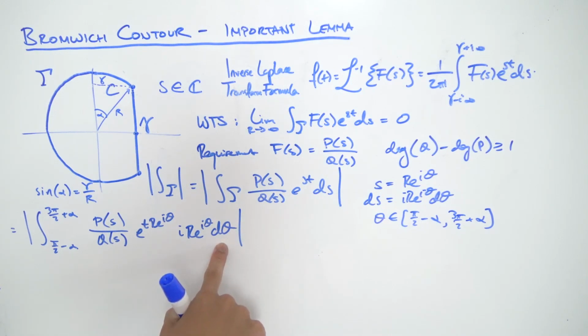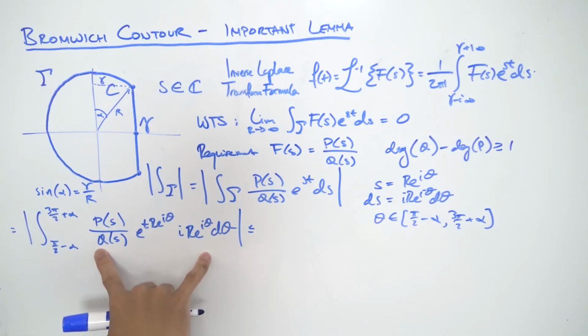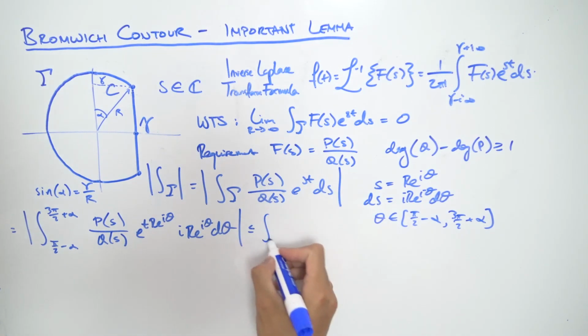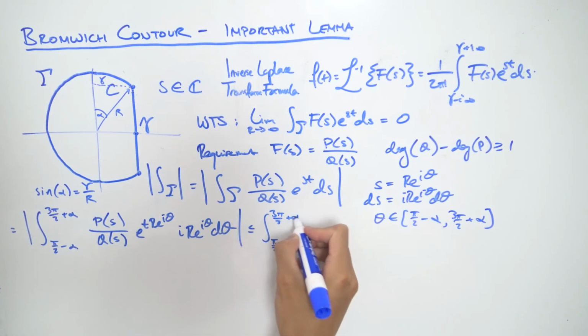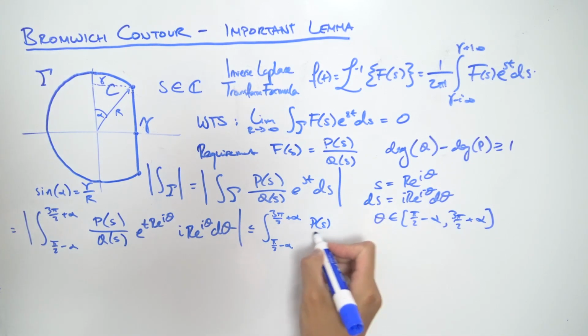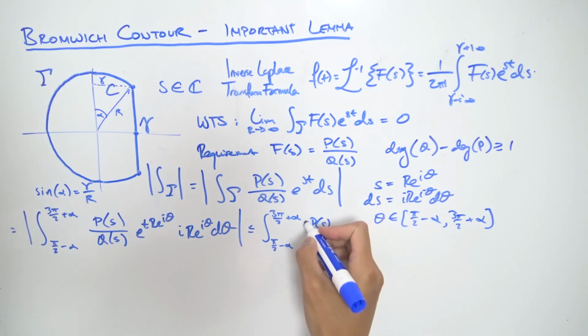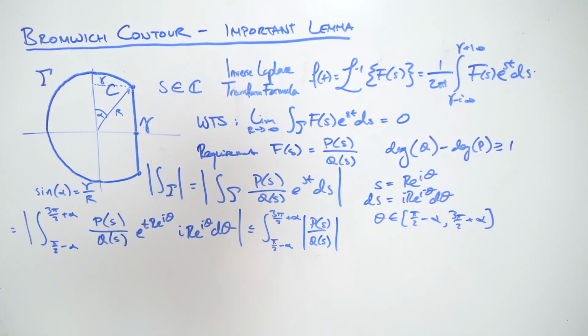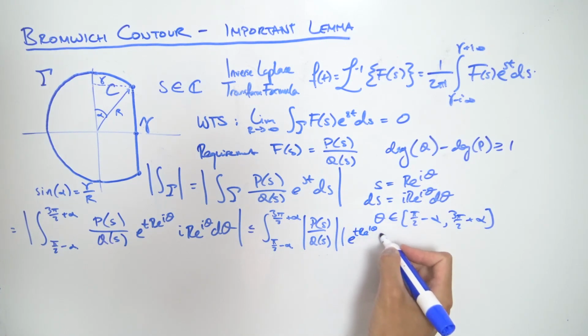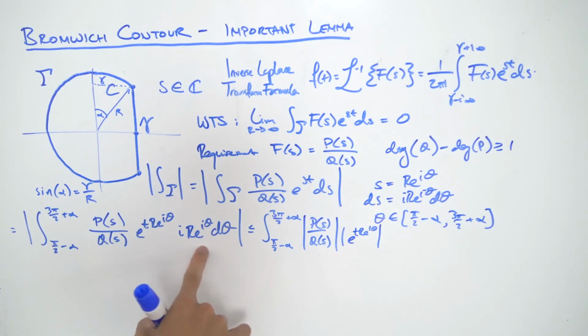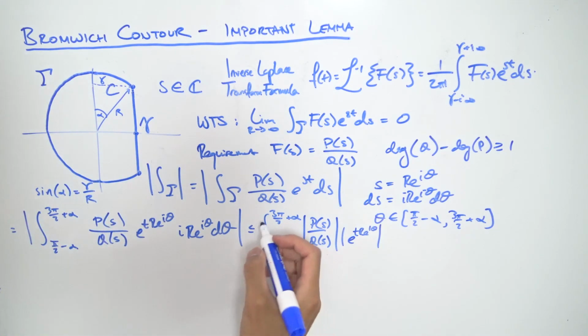Alright, now since we're integrating with respect to a real variable, we can use the integral inequality to say that this is less than or equal to the integral, and we're going to put the absolute value on the inside. So first of all, we have the integral from pi over 2 minus alpha to 3 pi over 2 plus alpha, and then we have P of s divided by Q of s with absolute values around these as well. And then we take the absolute value of e to the t r e to the i theta, and we take absolute values everywhere. So the absolute value of i is just 1. The absolute value of r, well, r is positive and it's very big, so it's going to jump out here.